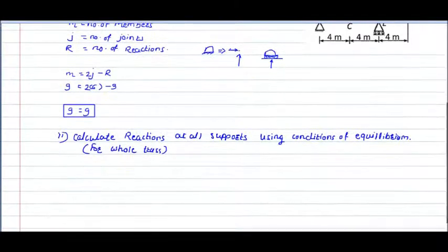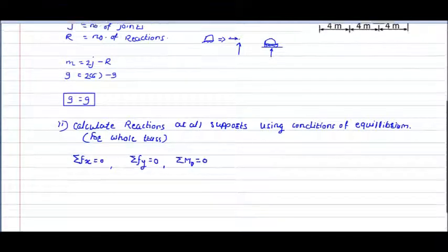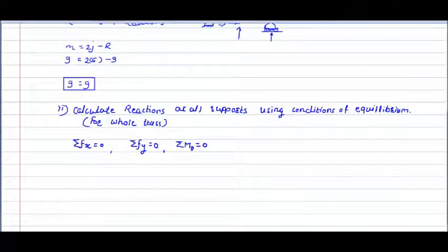Now, these are the two steps which are common for the method of joints as well as the method of sections. So here, the three conditions that we have to apply are: the sum of all forces in x direction should be equal to 0, the sum of all forces in y direction should be equal to 0, and the sum of all moments about any point is equal to 0. Now first of all, we are going to apply the first condition, that is, the sum of all forces in x direction is equal to 0.